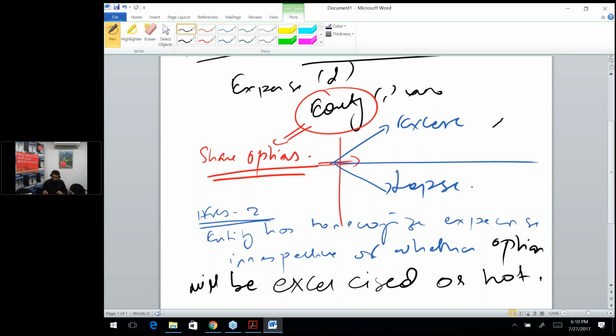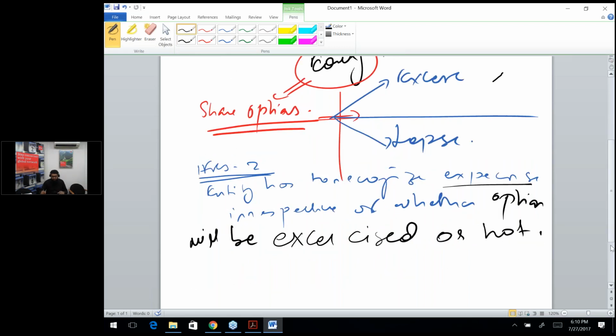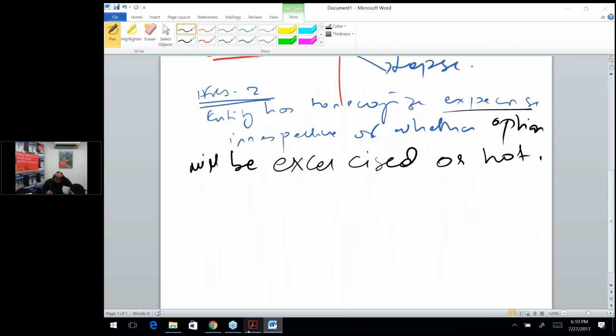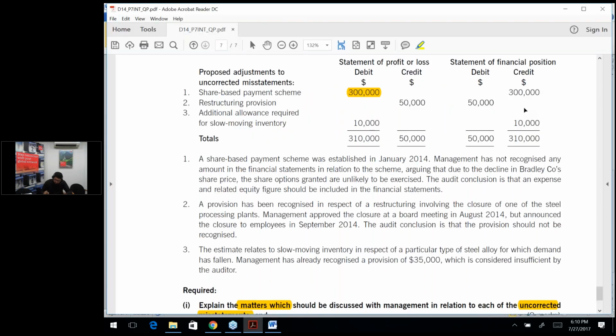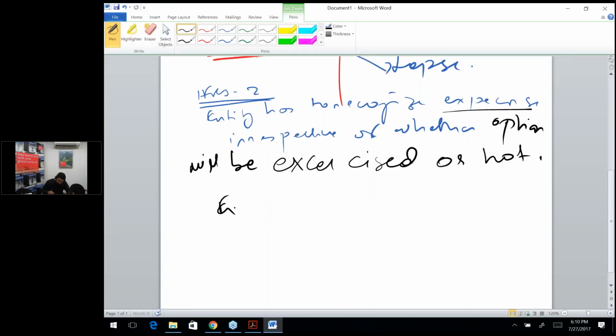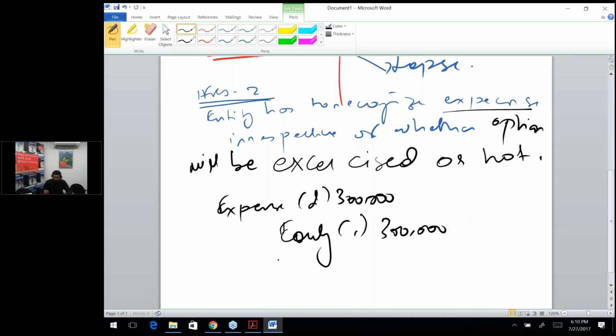So you need to recognize the expense irrespective of whether the option will be exercised or not. So here the auditor has proposed an adjustment: you should debit the profit and loss account and credit the statement of financial position, meaning that the auditor is asking them to recognize the expense of 300,000 and correspondingly recognize an equity credit of 300,000. That is what you have to do. So that's what the auditor is trying to explain to the management.